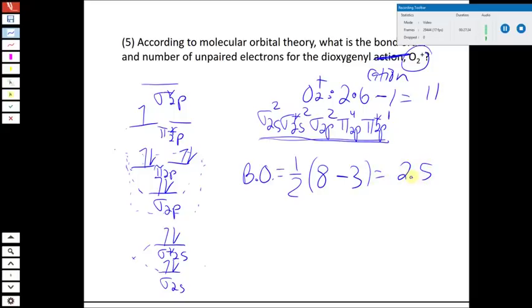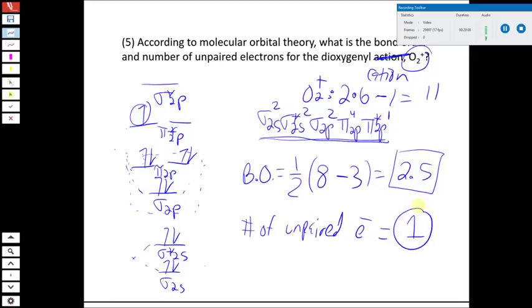Whenever we have odd numbers of electrons, we will predict a fractional bond order of either 0.5 or 1.5 or 2.5. And then if we look for the number of unpaired electrons, we see that the only unpaired electron is the one in the very last orbital, the very last one we put in. So these 2 are paired here, but this one is unpaired, so there's going to be 1 unpaired electron.